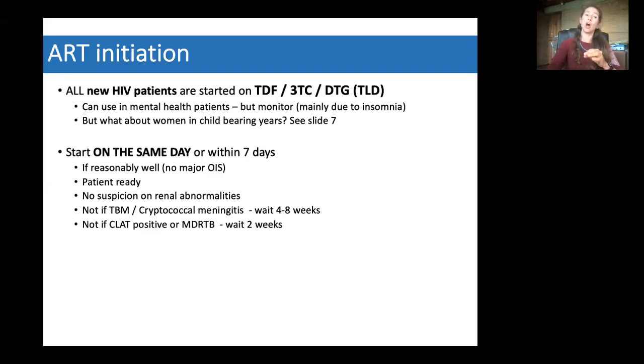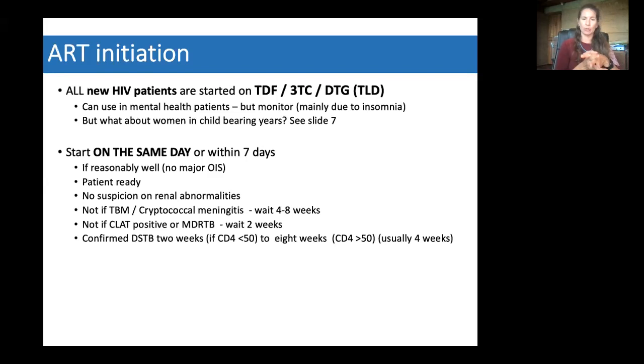And if they are CrAg positive, we're not going to start them on the same day. We're first going to give them 2 weeks of their fluconazole. Or if they've got MDR TB, we also wait 2 weeks, but no longer than that. So just note that's a bit shorter than we used to. And of course, if they've got drug-sensitive TB, we'd like to start the TB treatment first.